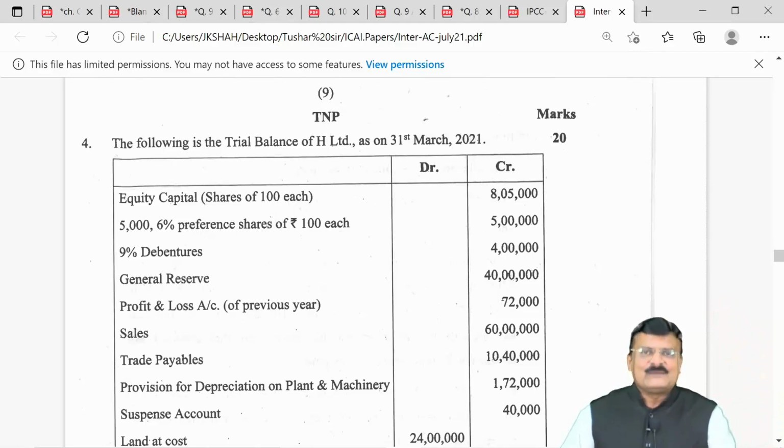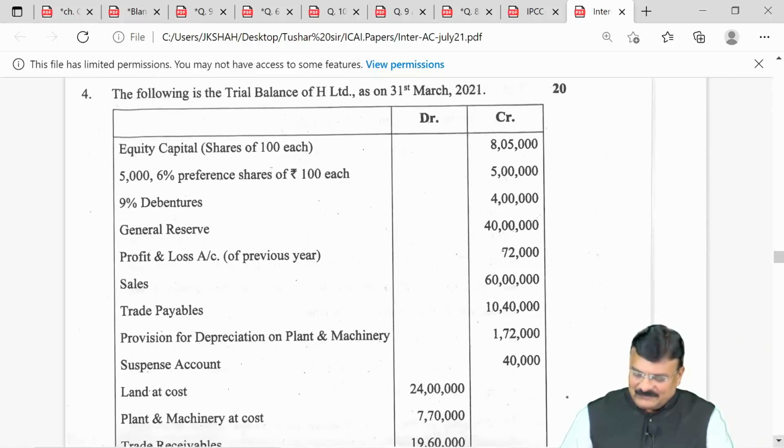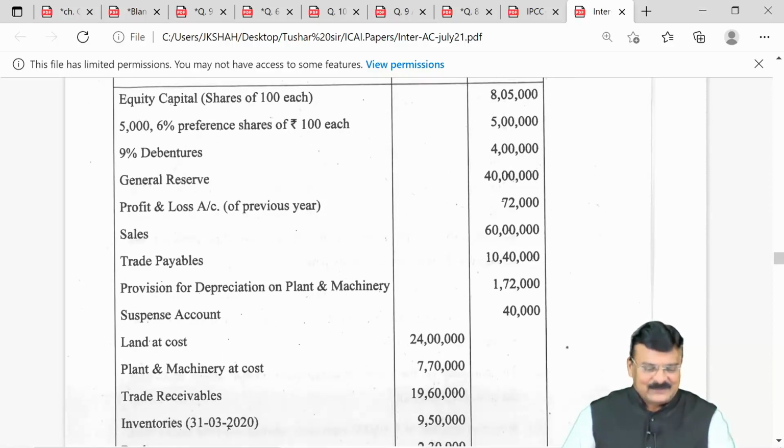Equity share capital will go to share capital. 5,006% preference shares of 100 each, share capital. 9% debentures is long-term borrowing. On 4 lakh, 9%. So you have to remember about the hidden adjustment, that total interest should be 36,000 rupees. General reserve is reserves and surplus, profit and loss of previous year, means opening balance of profit and loss account, that will go to reserves and surplus.